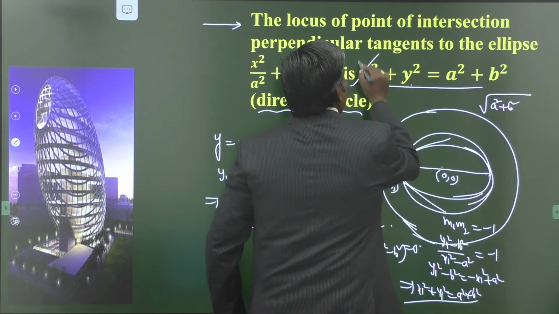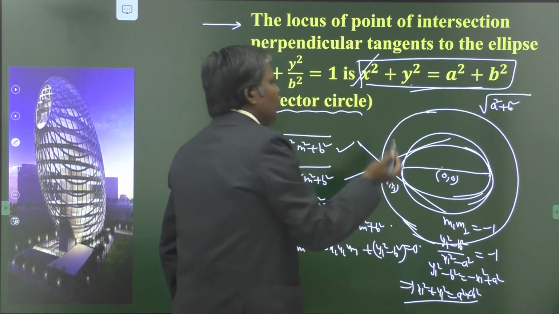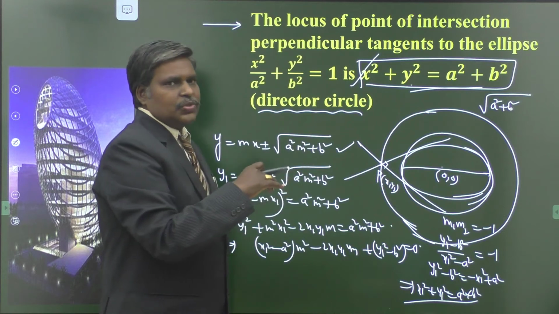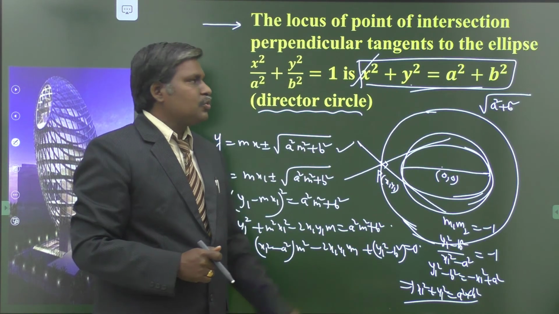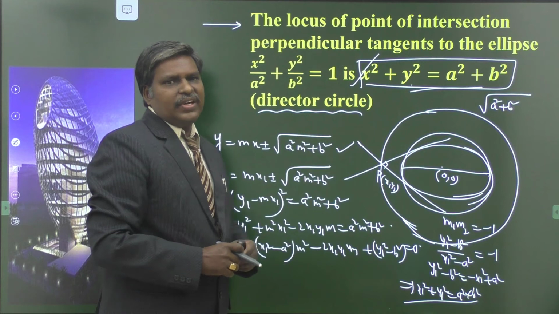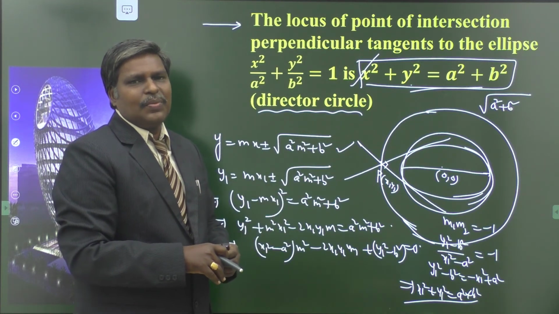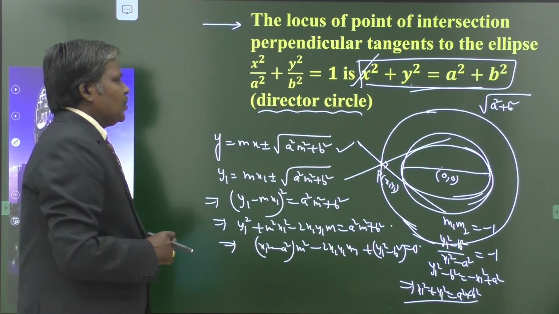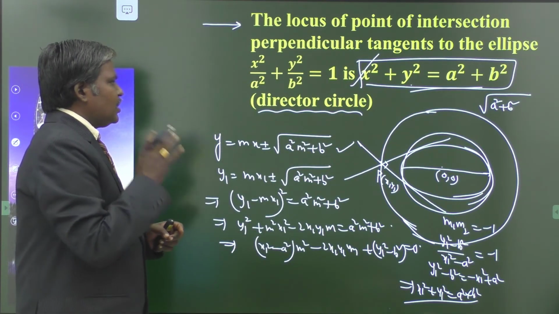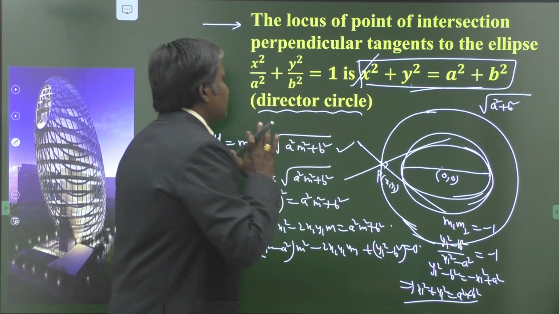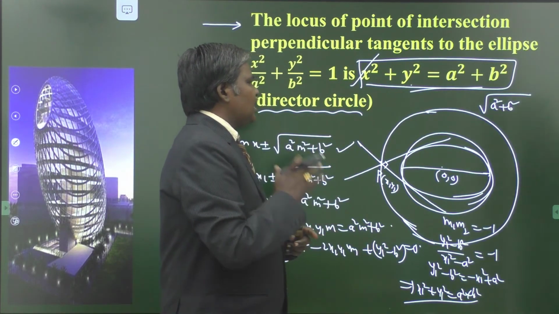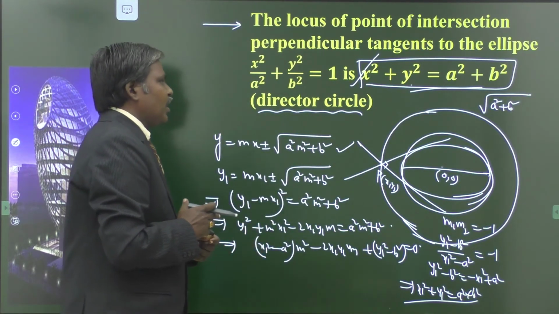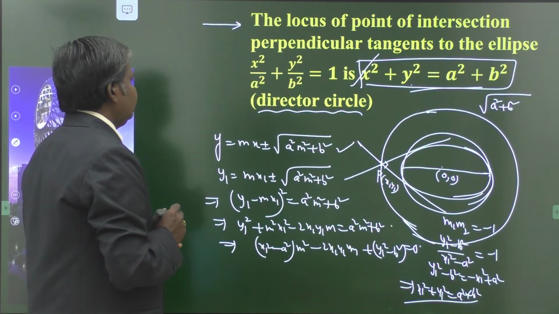If you take any point on the circumference of the circle, you may draw two tangents to the ellipse. The angle between them is 90 degrees. So this is the collection of all points of intersection of such tangents. The angle between them is what? 90 degrees. So this is the result: x square plus y square equals a square plus b square. It is a director circle having center at the origin, concentric to the center of the ellipse, having radius root of a square plus b square. Understand? Next one.